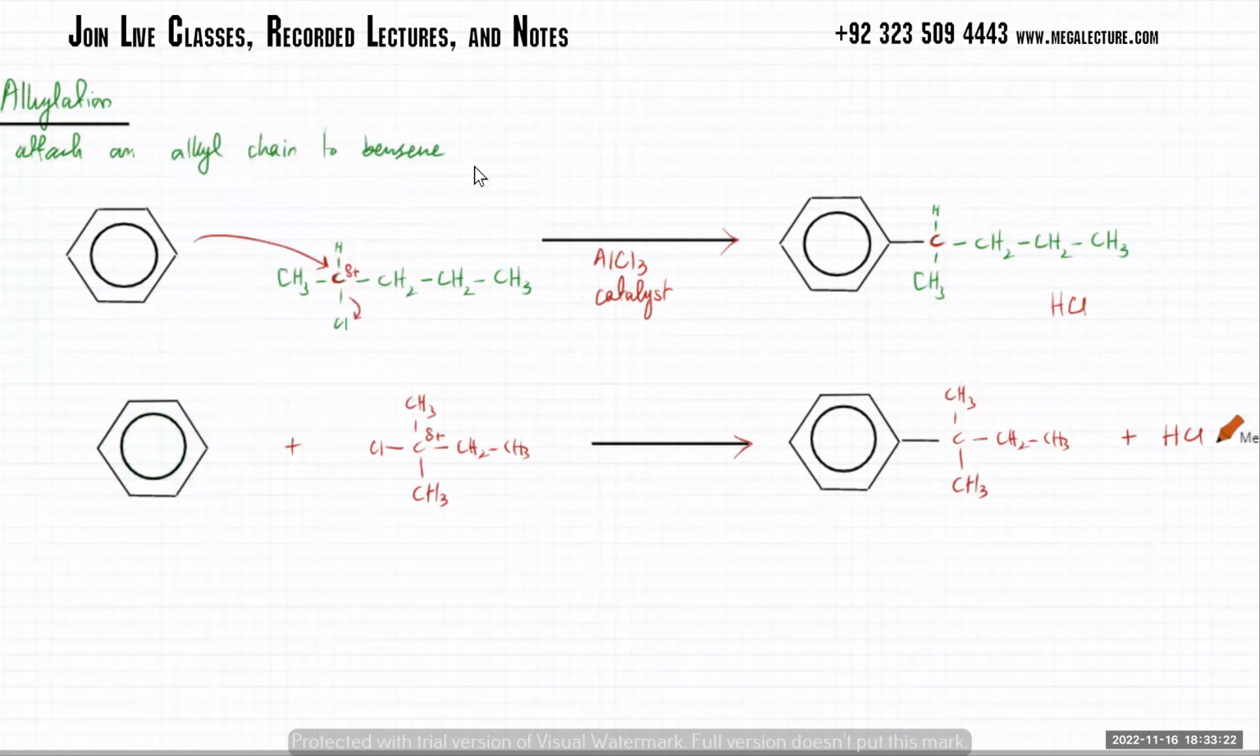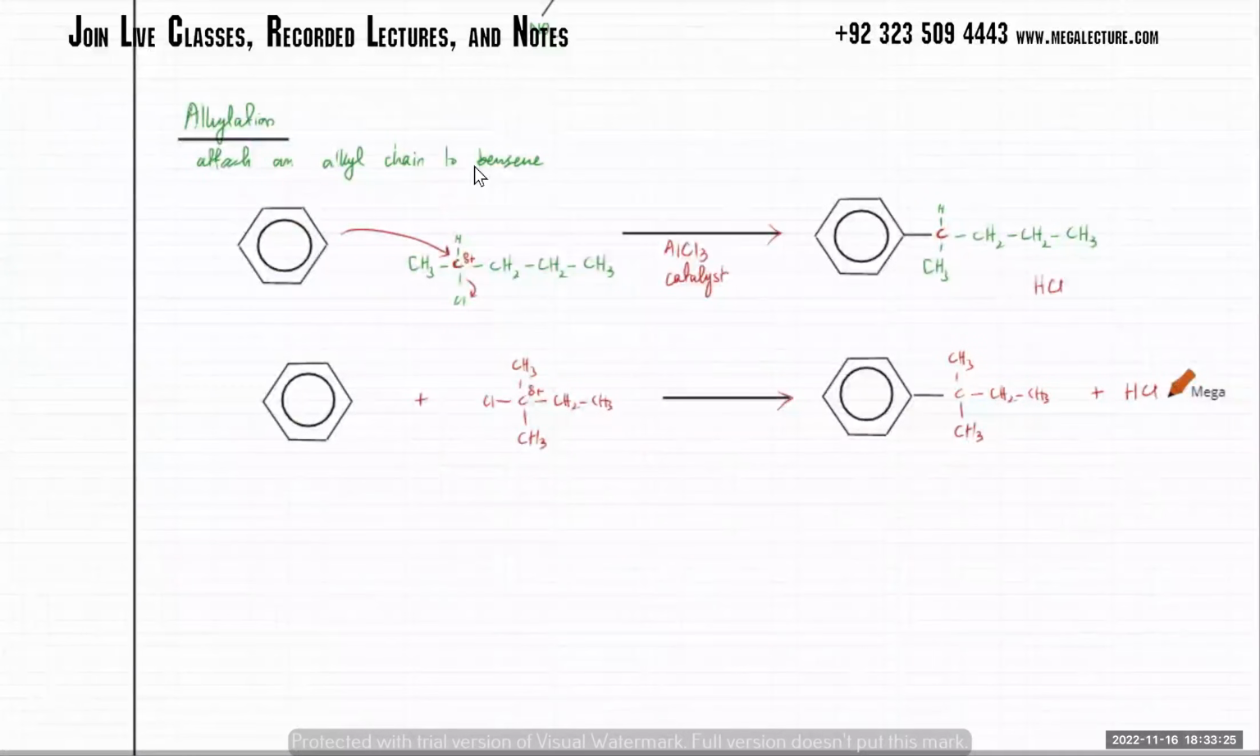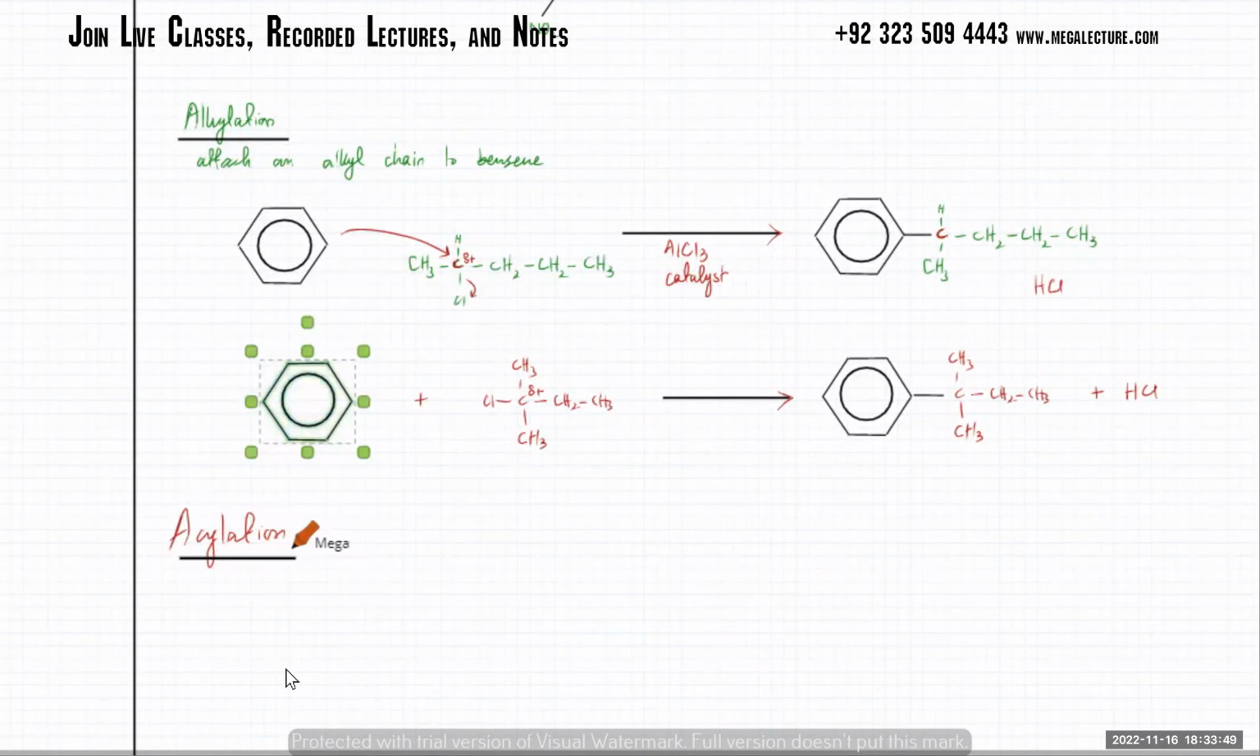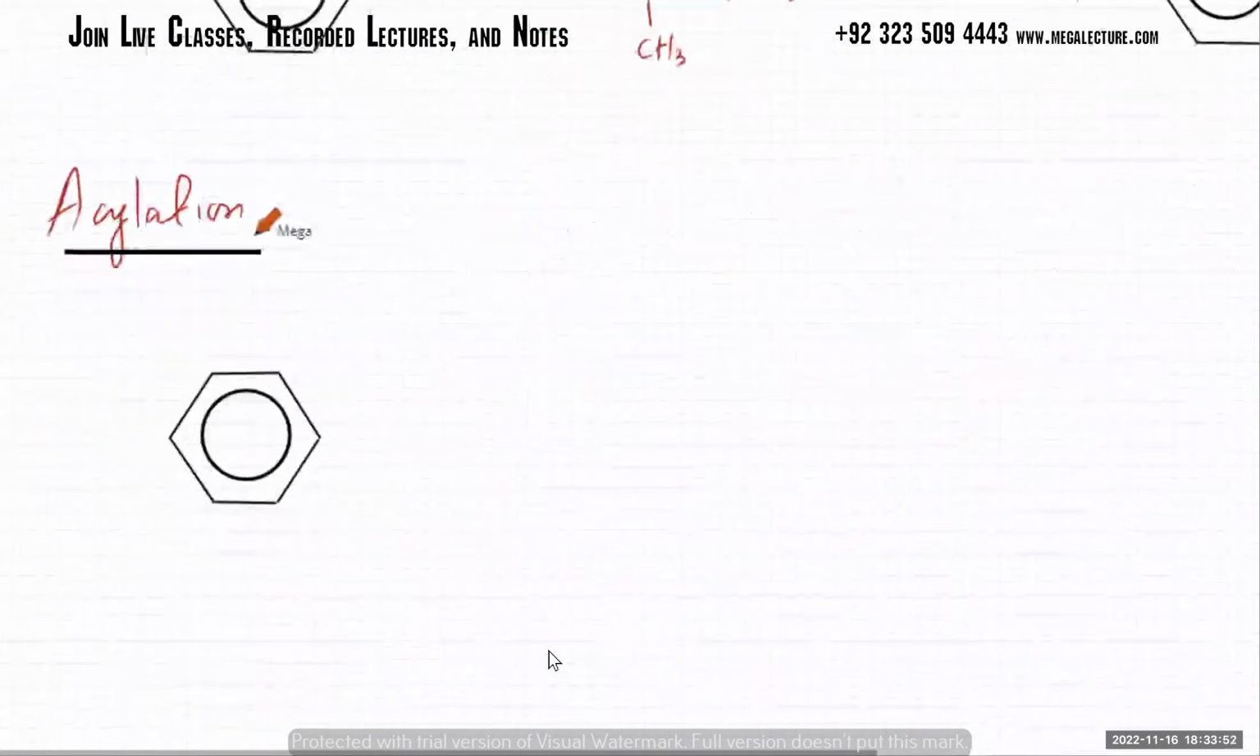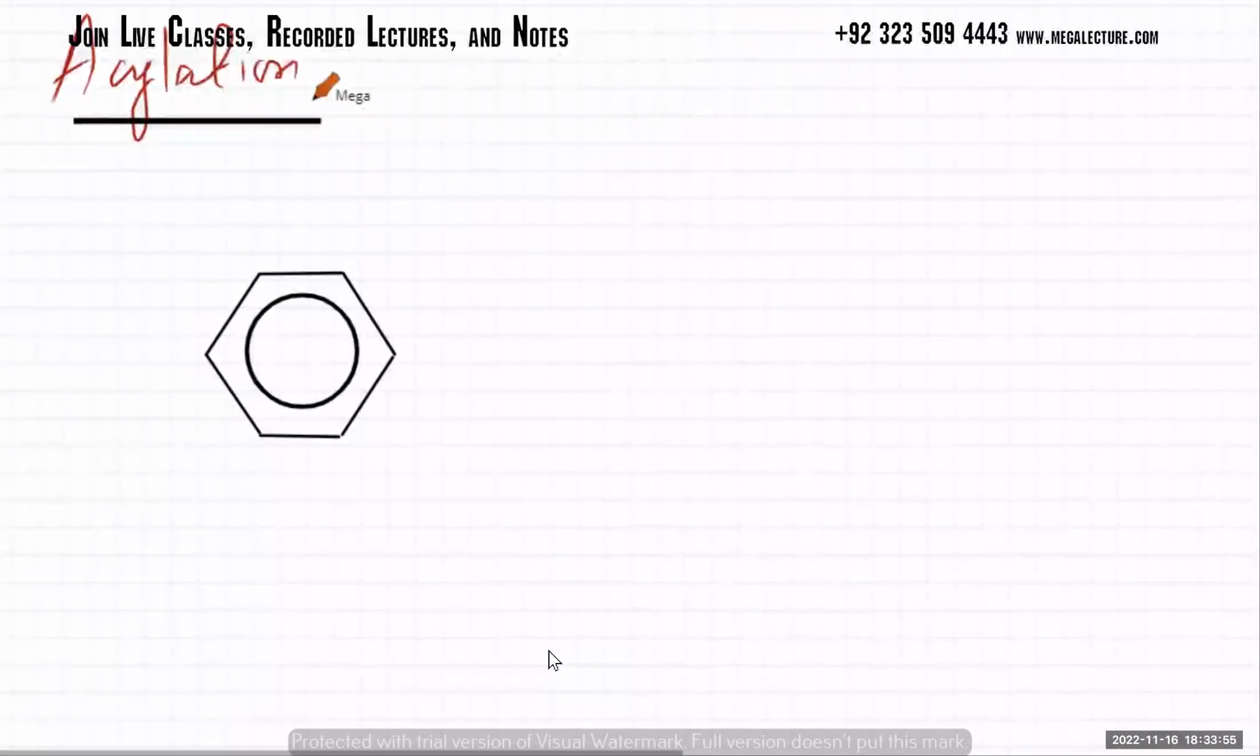Okay, so this is alkylation. There's another one which is known as acylation, which is very similar, kind of exactly the same. Acylation is that now what you have is a reaction with an acyl chloride.